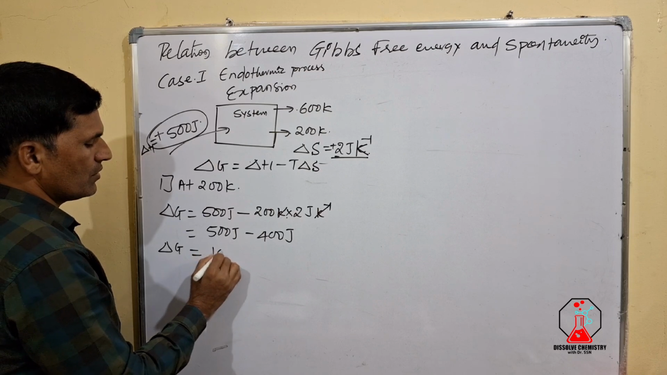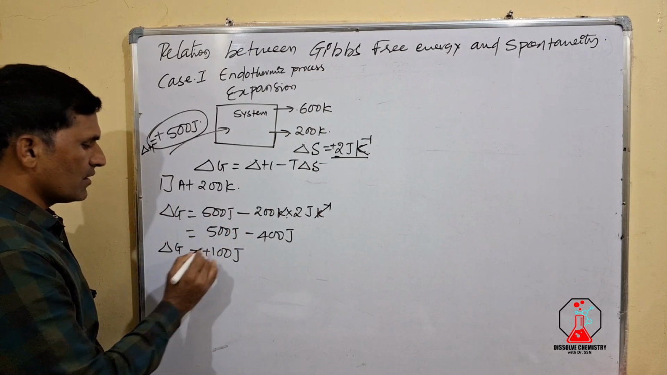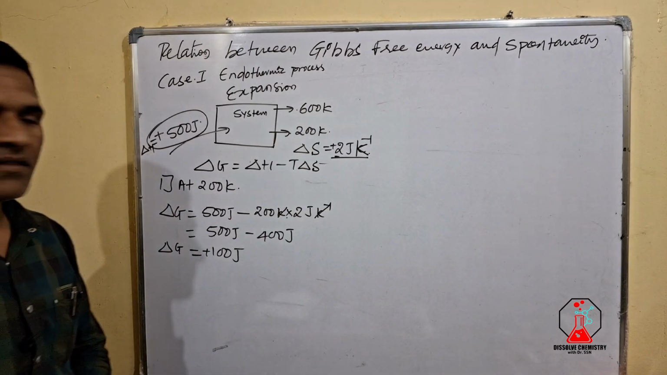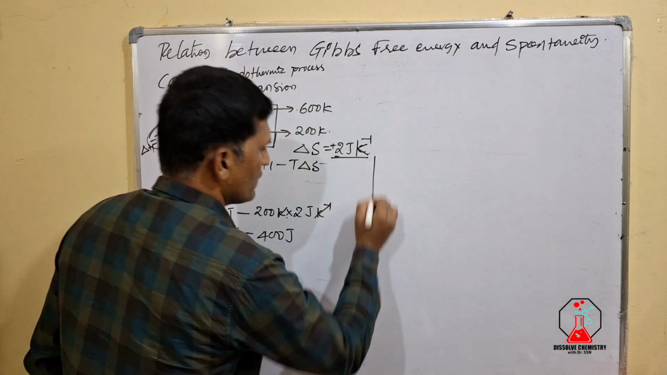Delta G is equal to 100 joules, we will get. What is the meaning of this? The sign is positive. Okay, we will come to that conclusion later. So we will see this one.